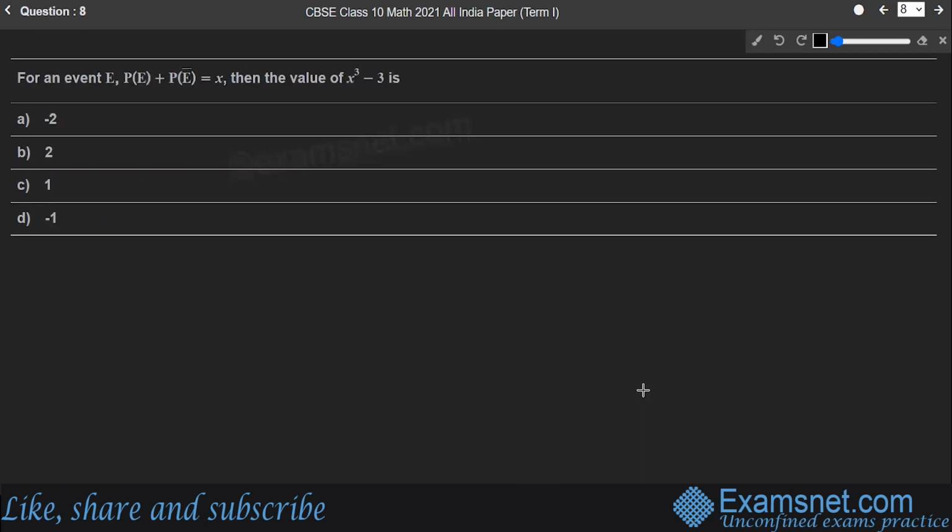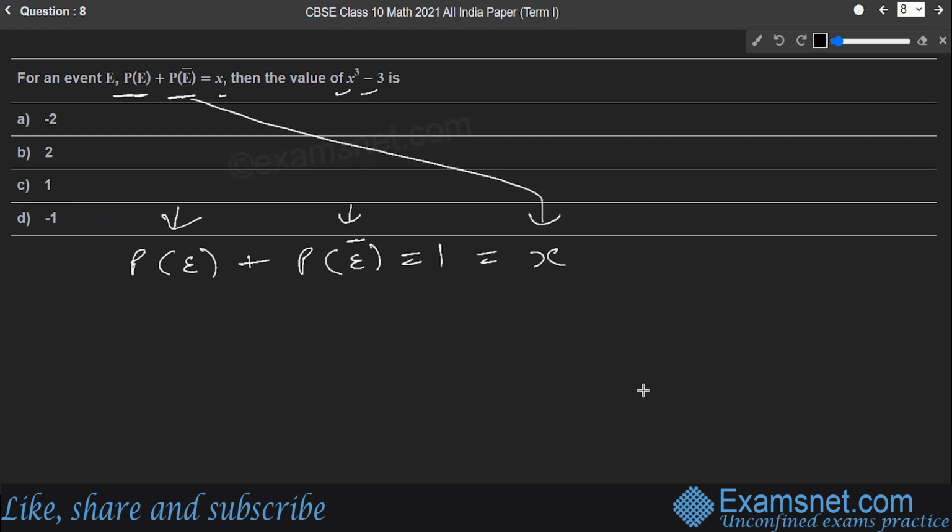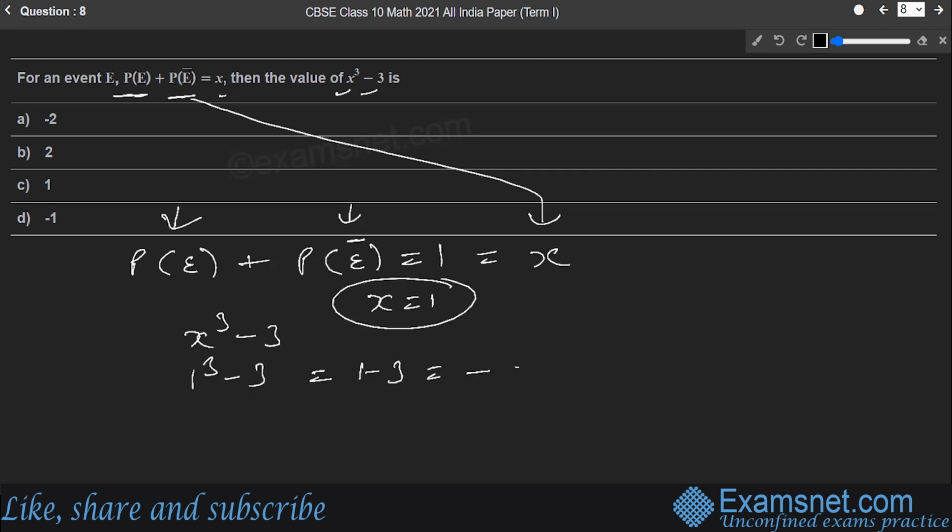Now, question number 8. For an event E, P(E) plus P(E bar) equals x, then the value of x cube minus 3 is. We know that the probability plus the probability of the complement is equal to 1, because the ultimate probability of any event is 1. So the probability of being that event and not being that event, the sum will always be 1. They have given x in place of 1, so x is equal to 1. Putting x equal to 1 in the expression, we get 1 cube minus 3, that is 1 minus 3, which is minus 2. So the right answer is option A, minus 2.